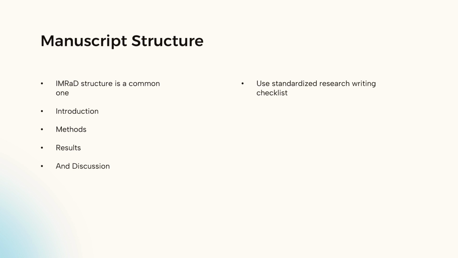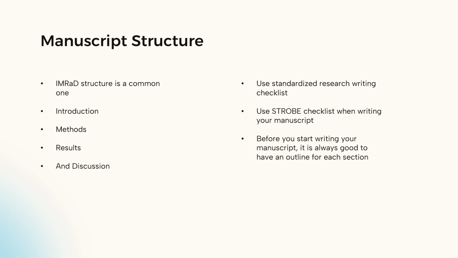So you can use a standardized research writing checklist like the STROBE checklist. The STROBE checklist has been created by different researchers in order to form a standardized manner of writing research articles. So when you read an article, you can find what you're looking for quickly. I'll go over the STROBE checklist in a minute.